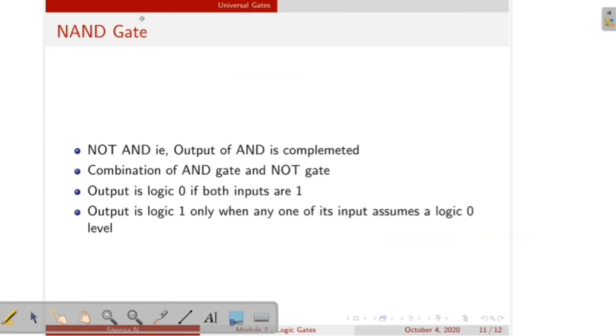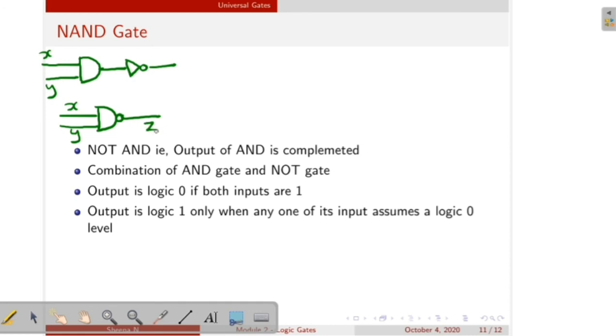Next one is NAND gate. NAND gate is actually NOT AND. That means we have the AND gate with the two inputs X and Y, followed by a NOT gate. This is called the NAND gate. So we can draw the logic symbol for the NAND gate like this: AND gate, and at the end of the AND gate, a bubble. This bubble indicates the complement operation. So here it is X, Y, and output is equal to Z.